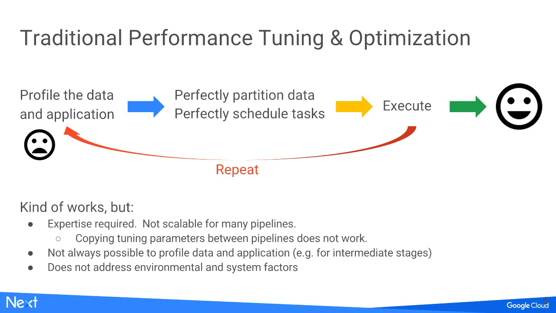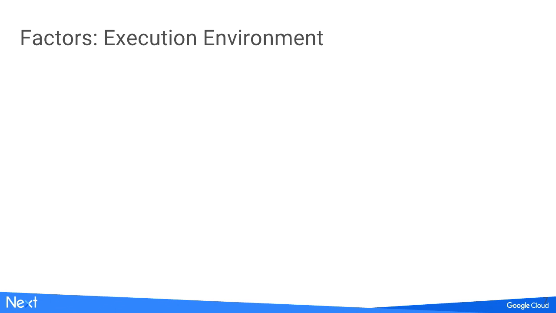And finally, even if we did everything perfectly and had full knowledge, we are running on a real system, on machines that will have other things going on, and they will not all behave the same. That brings us to the execution environment as a factor in our data processing performance. A big part of execution environment factors are workers. Some workers will be fast, some workers will be slow. Why? Who knows? There are many reasons why workers can be slower or faster.